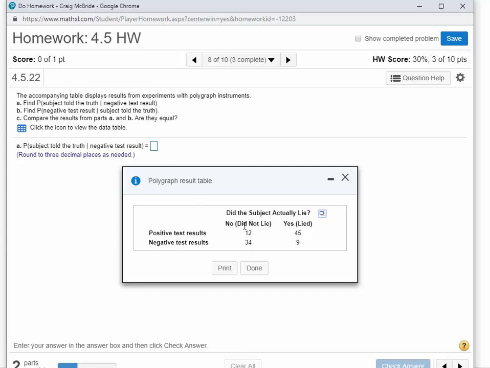Well, told the truth means they did not lie, so we're now looking at these two together. So that's a total of 46. Out of those 46, how many had a negative test result? 34. 34 out of 46. Again, 3 decimal places. Compare the results, they're not going to be the same.